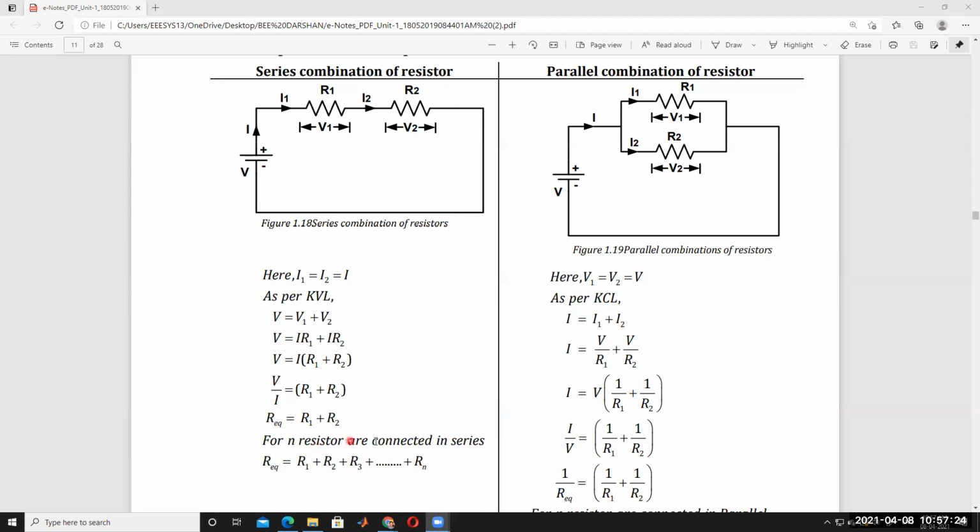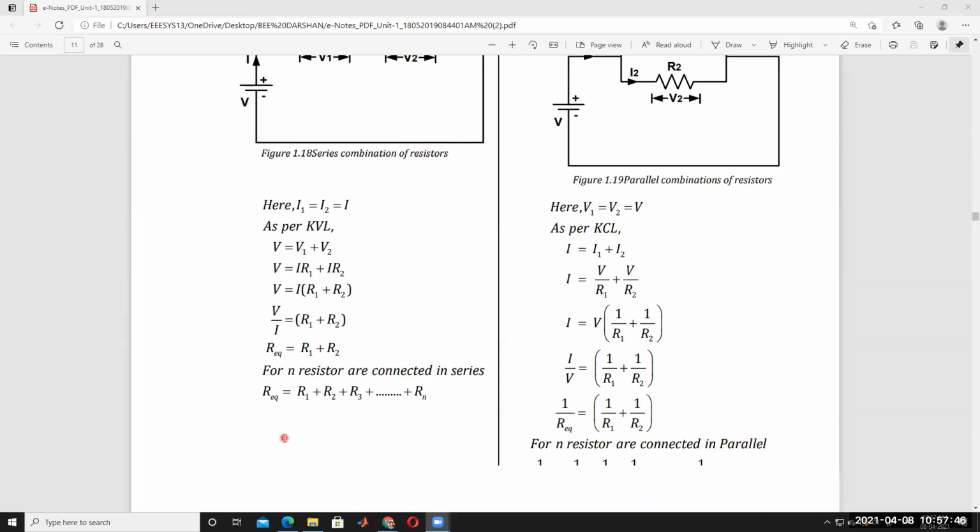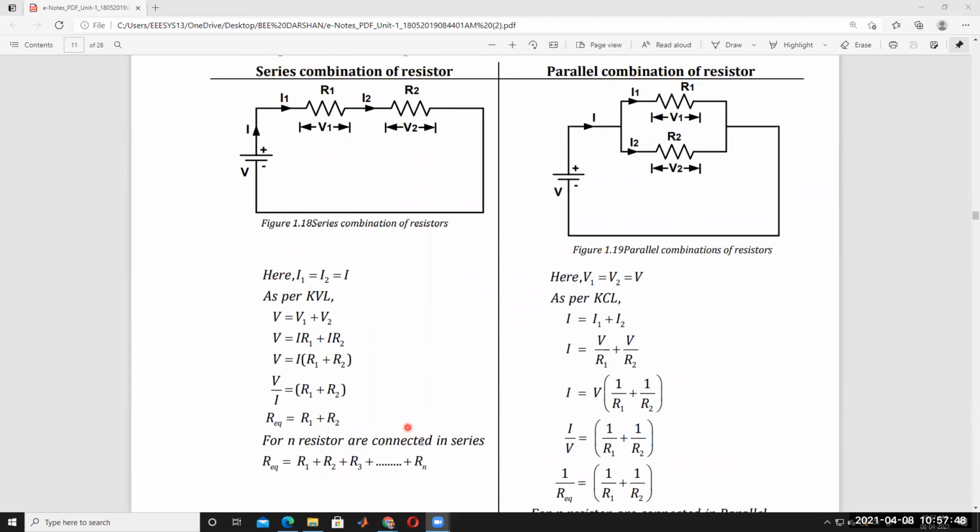For n resistors connected in series, the current is the same, but the voltage is dividing: V1, V2, V3, V4, V5, V6, like this. Voltage divides, but current is the same. What is the current here? Same. I1, I2, I3, for all, the current is the same as the source current. Then R equivalent is equal to R1 plus R2 plus so on up to Rn. This is called equivalent resistance.